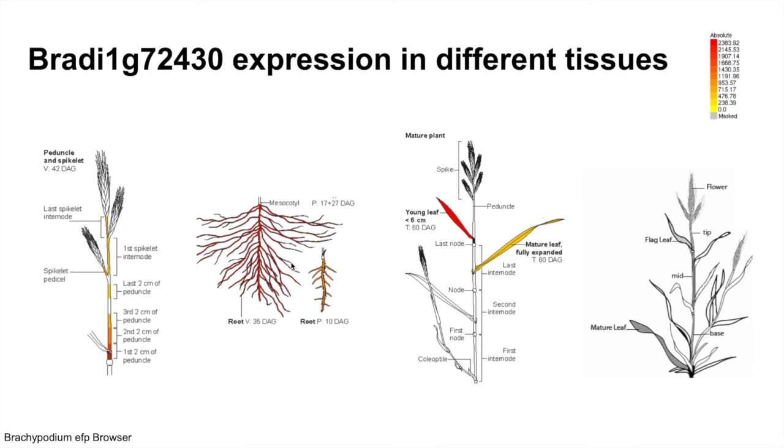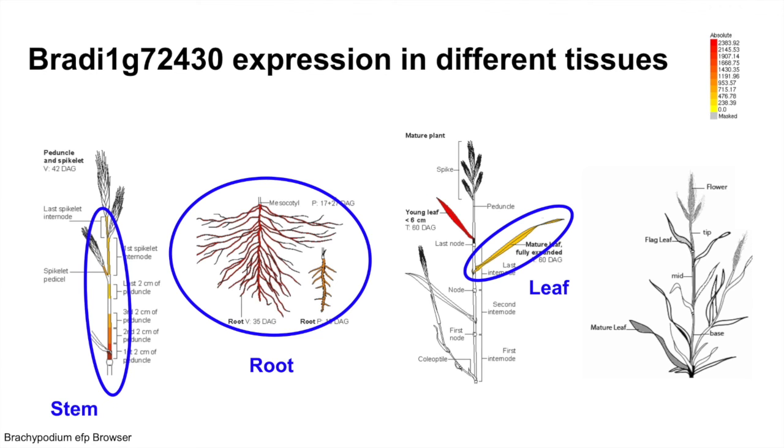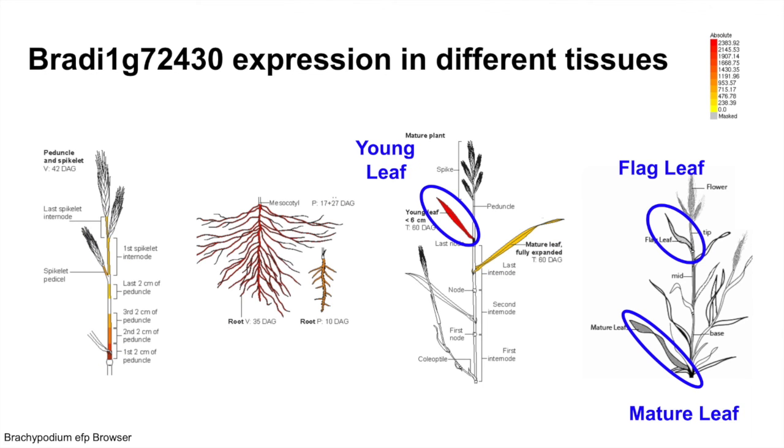Results from an EFP browser revealed that the gene was most highly expressed in stem, root, and leaf tissues, and more specifically, flag leaf, mature leaf, and young leaf tissues, which is what we will be focusing on.